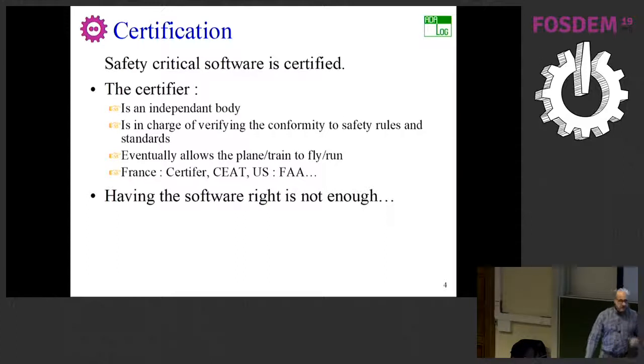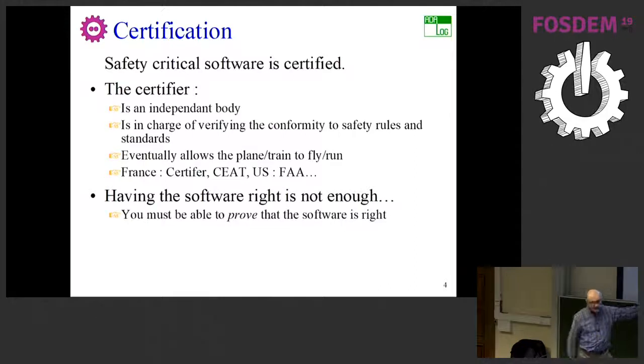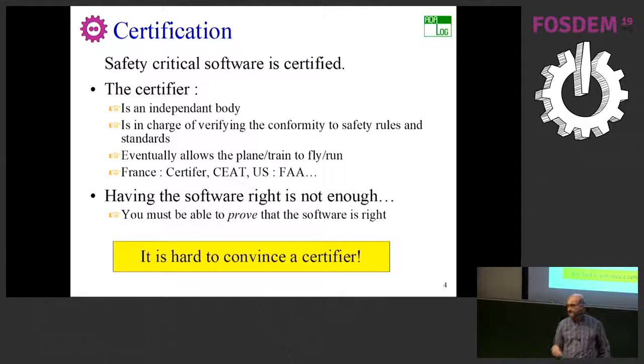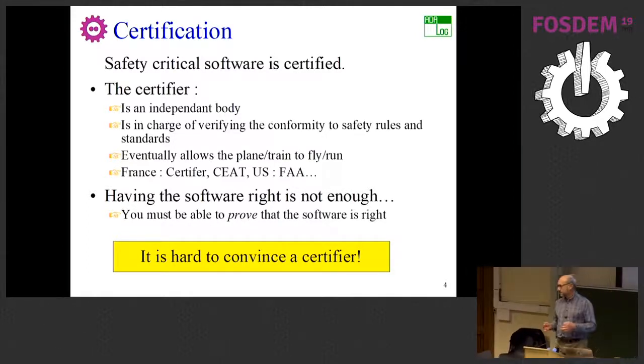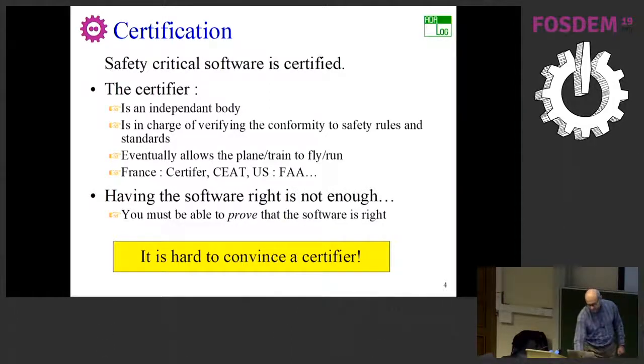So, what's important with this safety critical software is that having the software right is not enough. You must be able to prove that the software is right, because they are difficult to convince. If they sign your listing, they take a terrible responsibility. And so they must absolutely be certain that everything is correct. So you have a state of mind where, for example, testing proves nothing. Testing can prove that there is a bug. A test never proves that there is no bug. So other methods, other ways of doing things are necessary.